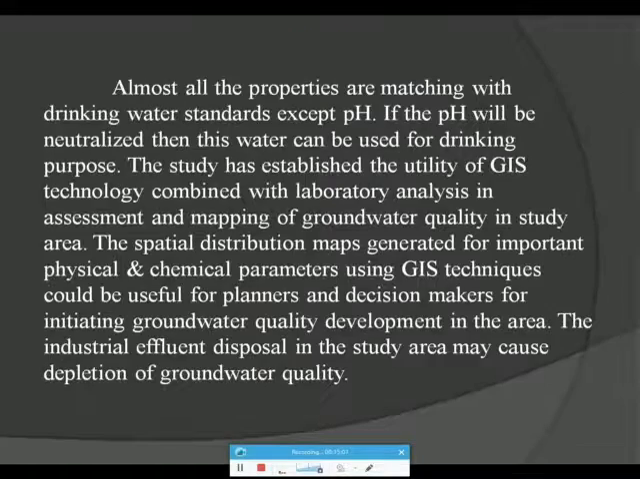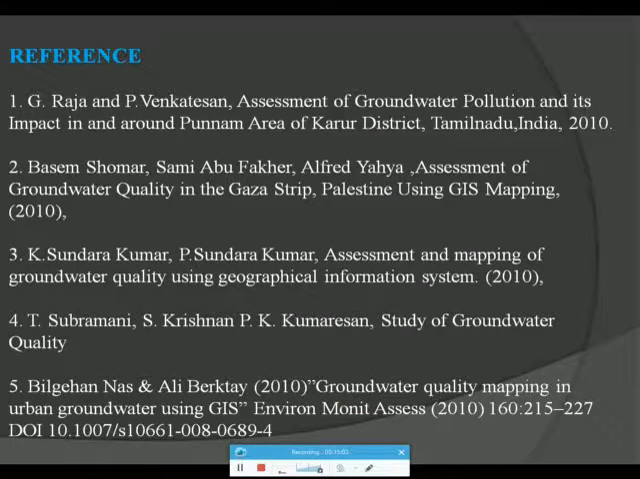Reference: G. Raja and Venkatesan, Assessment of Groundwater Pollution. Base: Shomer, Sami, Abu Fraher, K. Sundara Kumar and T. Subramaniam.